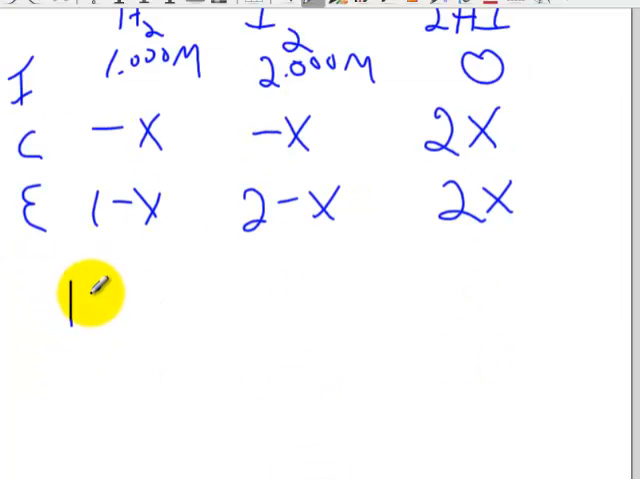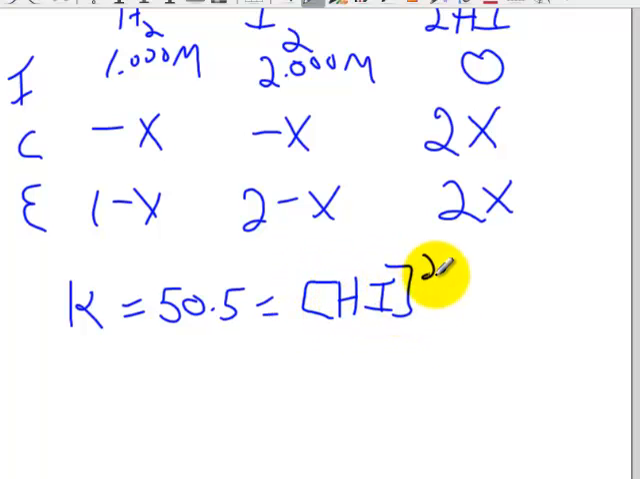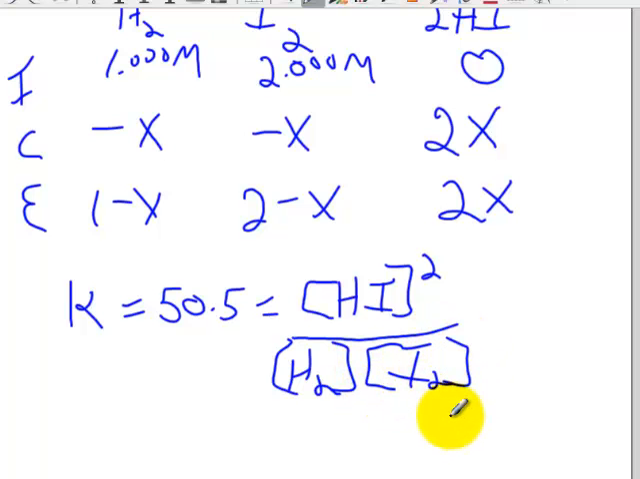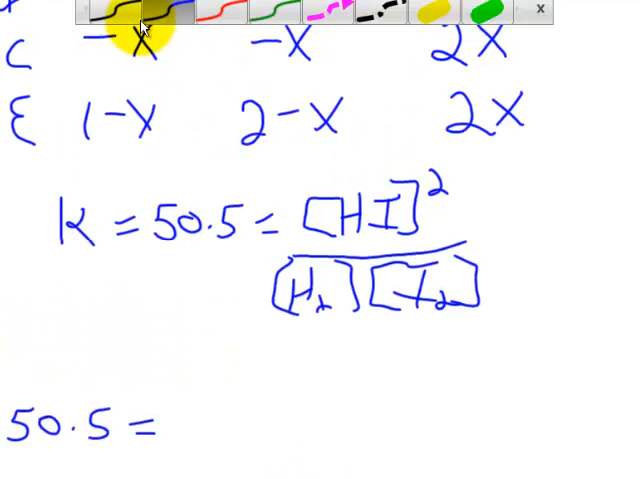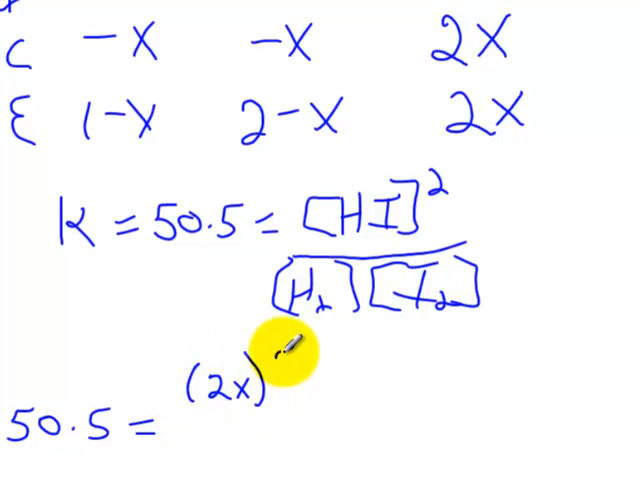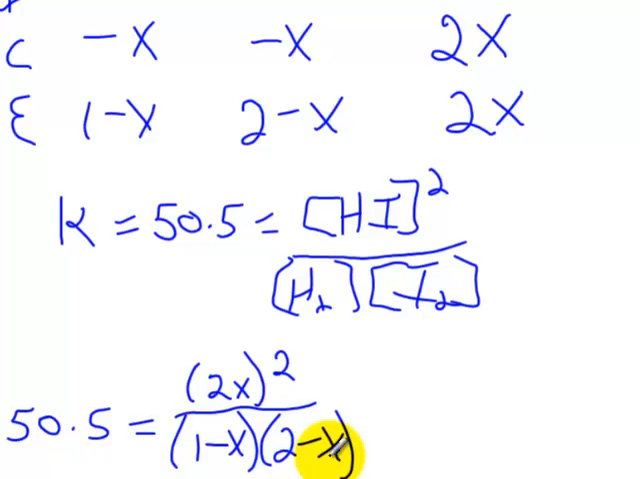Now K, we know, is 50.5. We also know it's the concentration of HI squared over H2 times I2. And we only know those values in terms of X, so we are going to plug those right in here. 50.5 equals 2X, the quantity squared, over 1 minus X times 2 minus X. Whew! Man, what a big pain that is. But it is solvable. It's just ugly algebra.